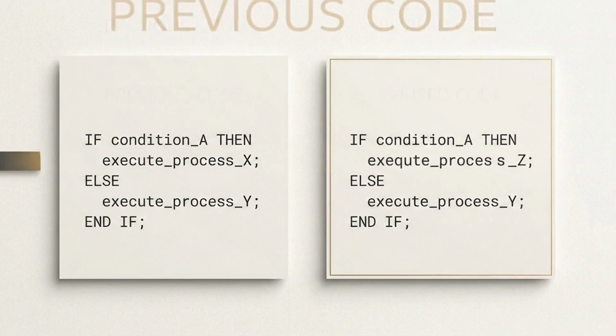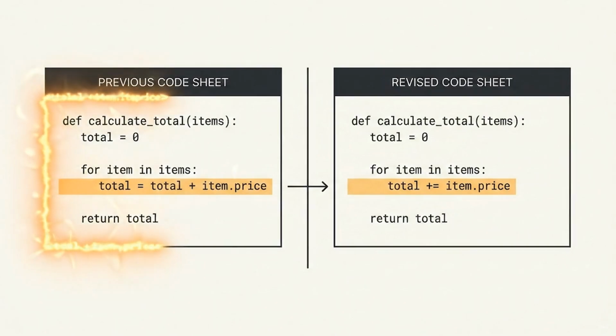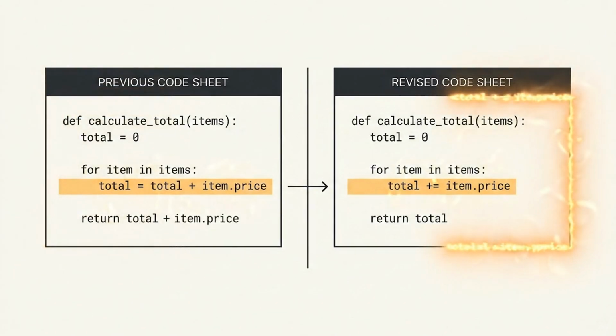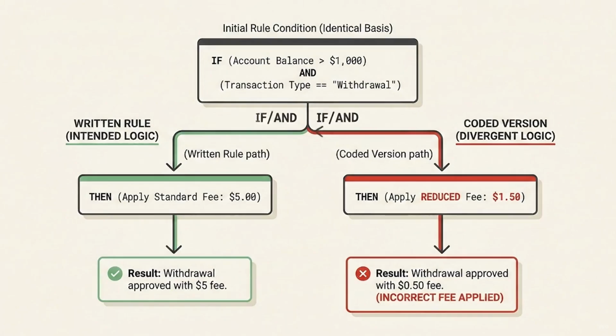That last instruction is important. An AI can fix one compiler problem while casually rewriting another section that was already working. So after every revision, I compare the new version with the previous one. The repair should be narrow. The strategy should stay unchanged.